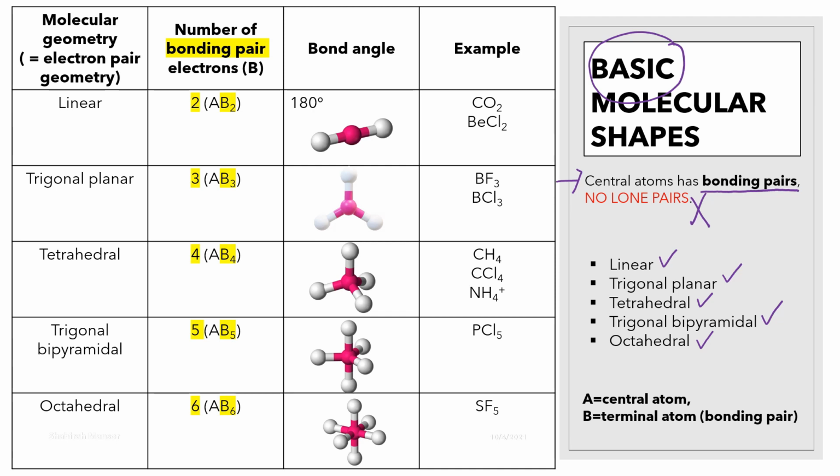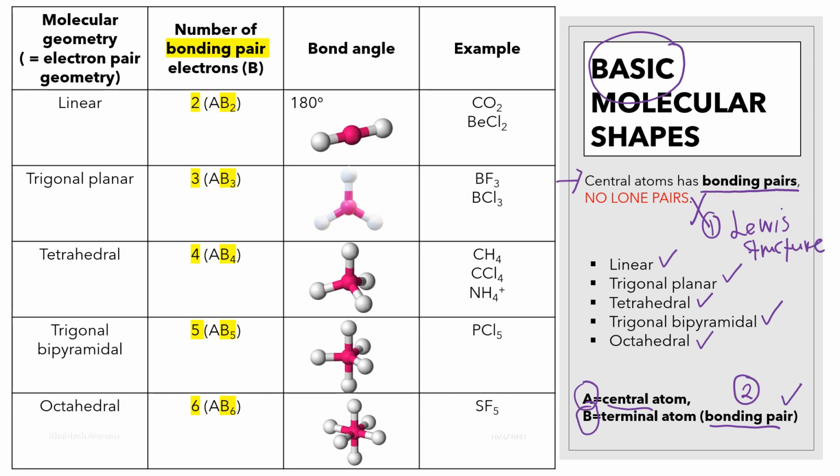For basic molecular shapes, to identify the geometry of the molecule, firstly you have to draw the Lewis structure of the molecule and then identify A, which is the central atom, and B as the bonding pair. Okay, so from the Lewis structure, you need to identify the number of bonding pairs around the central atom.